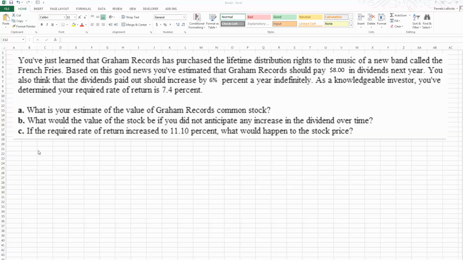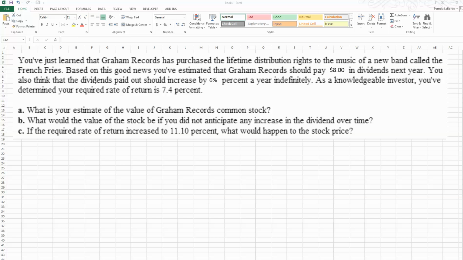This covers problem 3 from chapter 14. In this one, we've learned that a company has taken an action that we think is good news, and it's impacted what you think they'll pay in dividends. So you think that they'll pay $8 a share in dividends next year.